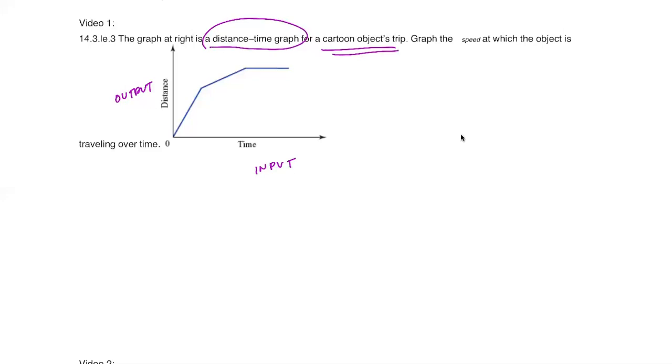Now, we're going to graph the speed at which the object is traveling over time. So important for us is we want speed over time. So when we say speed over time, what we mean is to find the speed time graph.